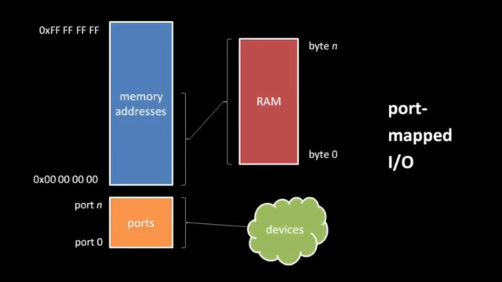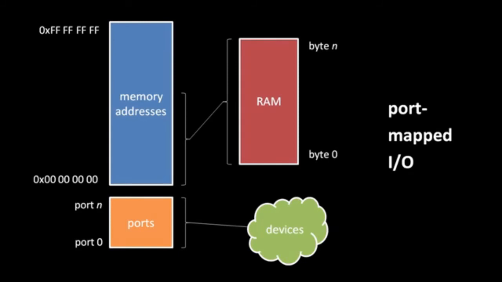Other systems, however, use port-mapped I/O, in which a separate address space, so-called ports, are used for device registers. In this arrangement, reading and writing the device registers requires distinct input and output instructions. For example, an instruction for writing to a device register might look something like output register 2 to port 4498.